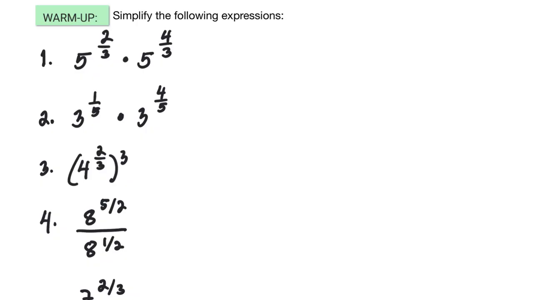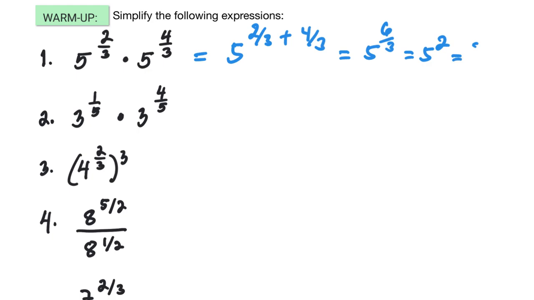Simplify the following expressions. 5 raised to 2 over 3 times 5 raised to 4 over 3 is, we're going to add the exponents. 2 over 3 plus 4 over 3. So that's going to give you 5 raised to 6 over 3. And 6 over 3 is the same as 5 squared, and 5 squared is 25.